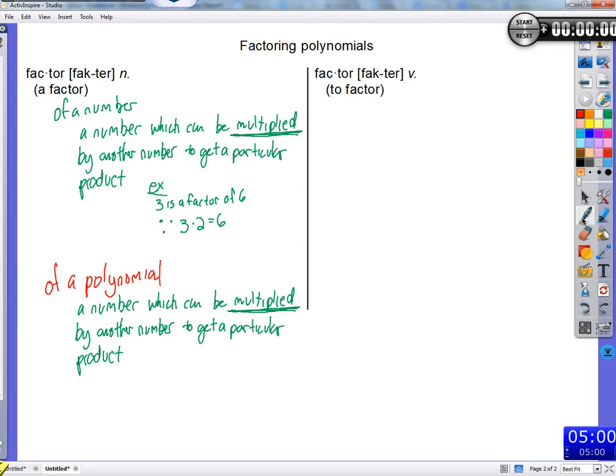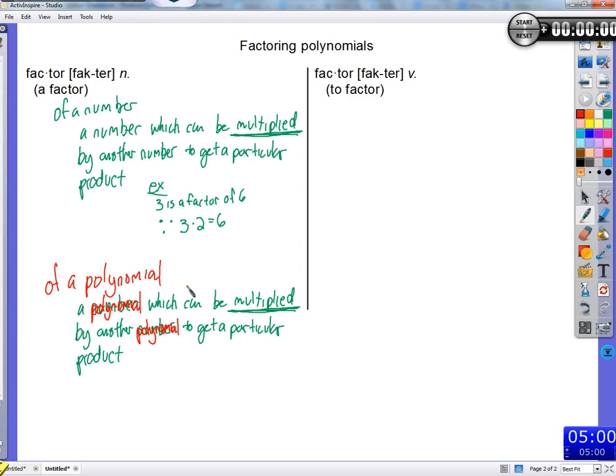The factor of a polynomial is a polynomial, not a number, which can be multiplied by another polynomial to get a particular product. Right? What would the product of two polynomials be? A polynomial, another polynomial, right? That's what we're trying to get.